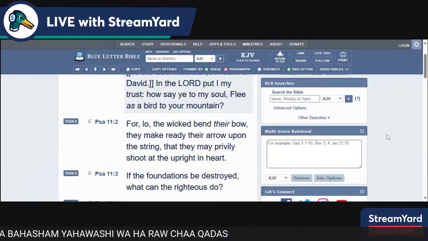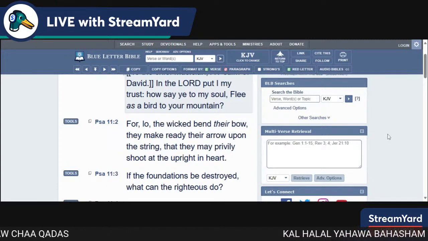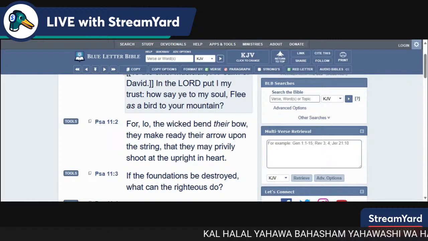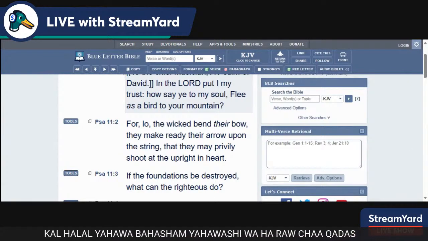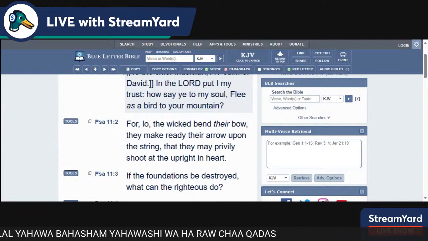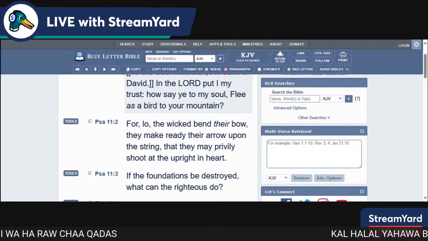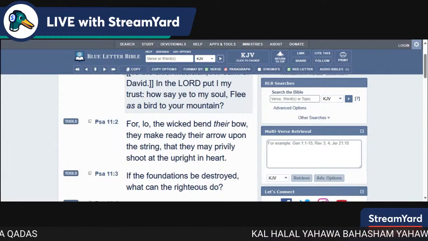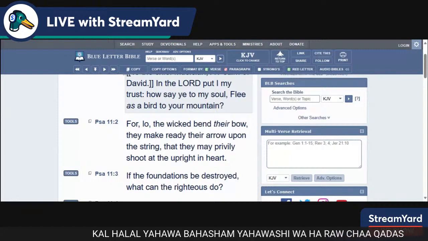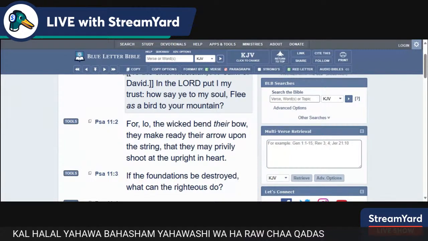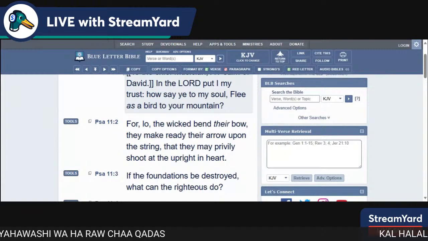For lo, the wicked bend their bow, that they make ready their arrow upon the string, that they may privily shoot at the upright in heart. And the upright in heart is the elect. Everybody's going to be affected, but the target is the elect. Esau doesn't care anything about his people or anybody else. He'll shoot an arrow straight through five of his people to get to that one elect. He doesn't care, because that one seed, that Amalek, this is his plan.